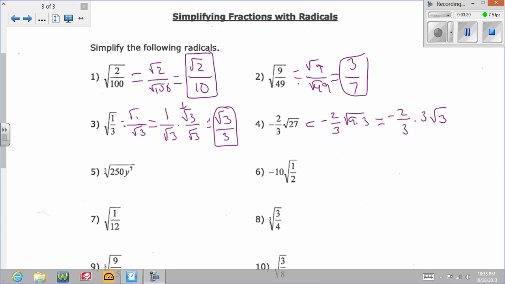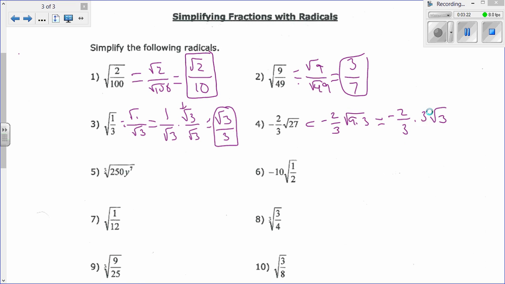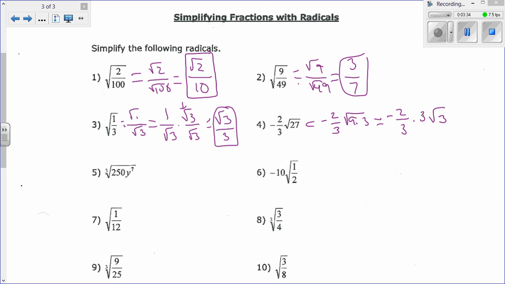And in this case, my 3's cancel out. There they go. And I'm just left with negative 2 radical 3.